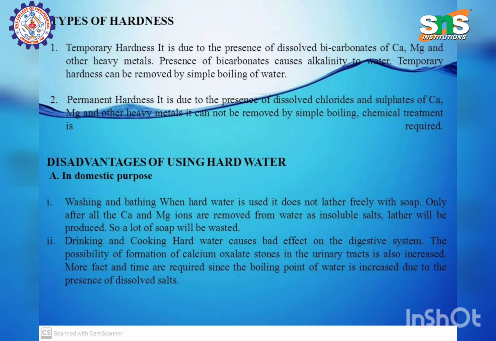There are four expressions of hardness of water, that is, units of hardness: parts per million, milligrams per liter, Clark degree and French degree. These are the four units of hardness.